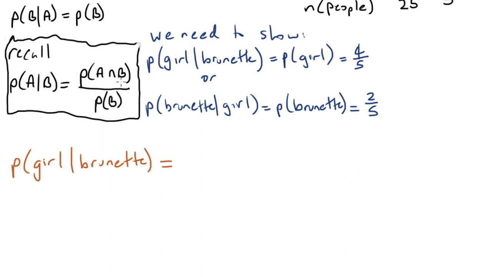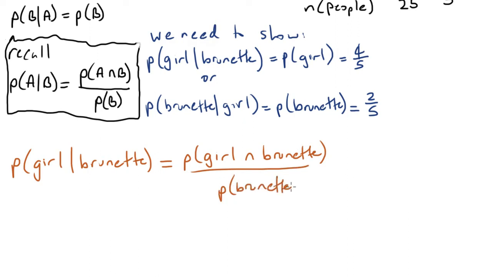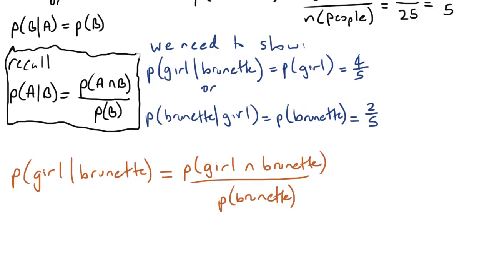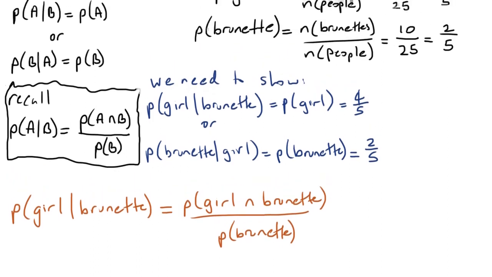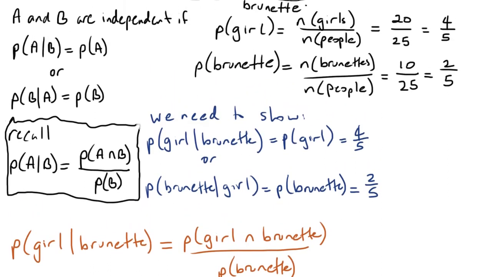So remember our conditional probability formula, we know that's the probability that you chose a girl who is a brunette divided by the probability that you chose a brunette. Now, we didn't find this probability, the probability that you chose a girl who was a brunette, a girl and a brunette at the same time. The intersection of those two events means you chose a girl who's a brunette. Let's find that.